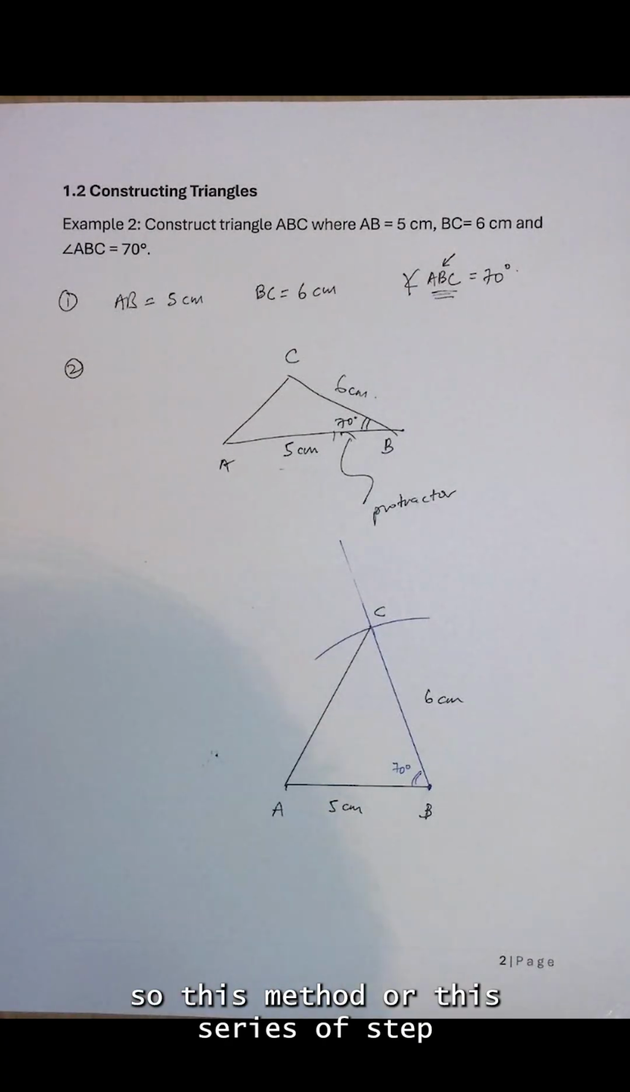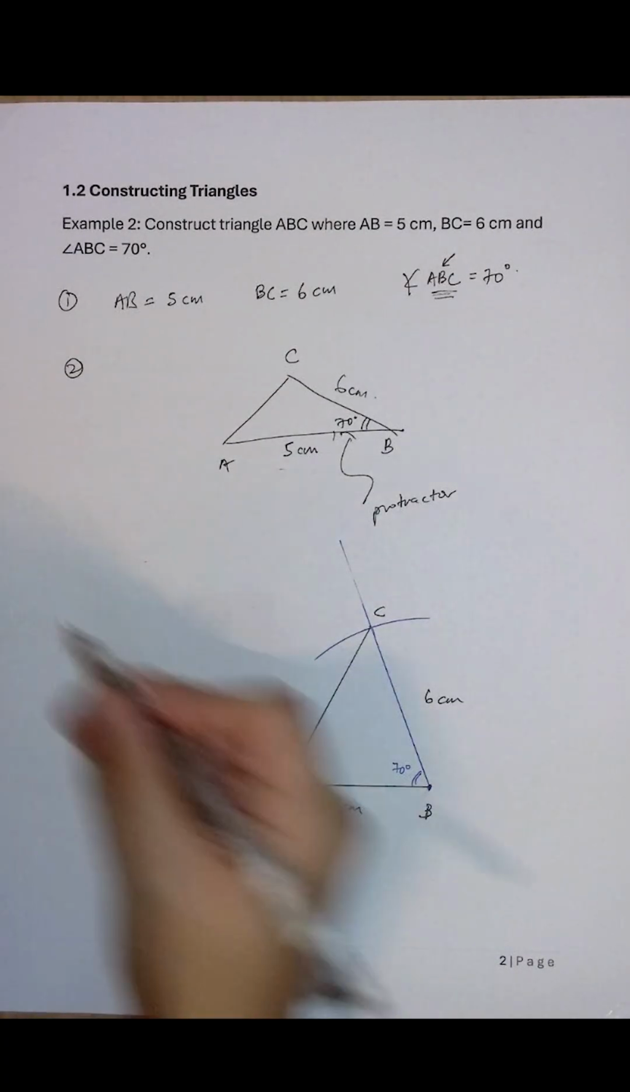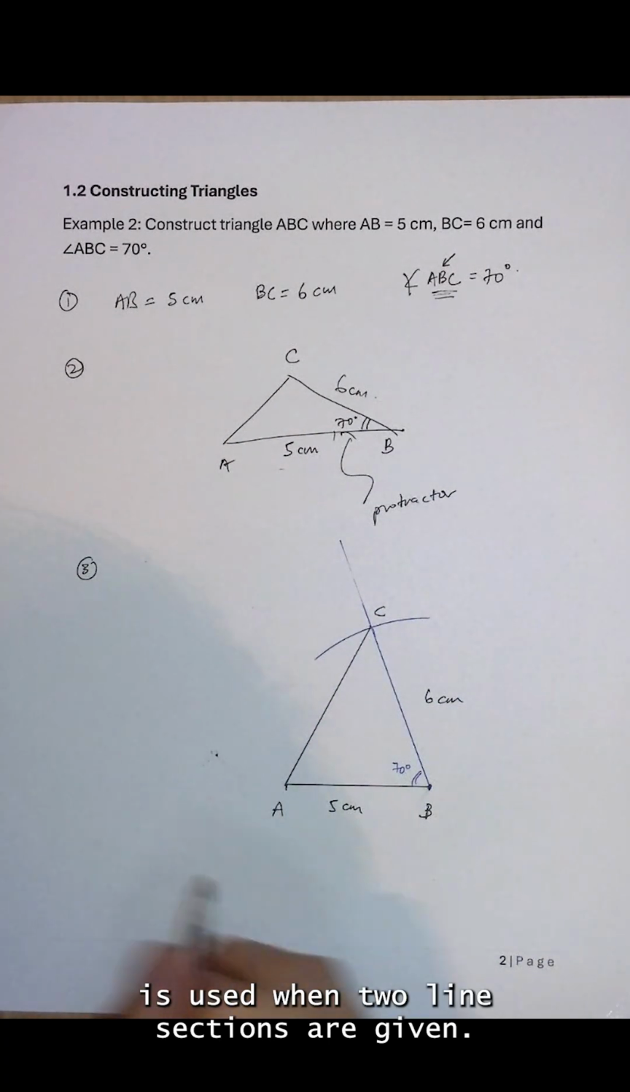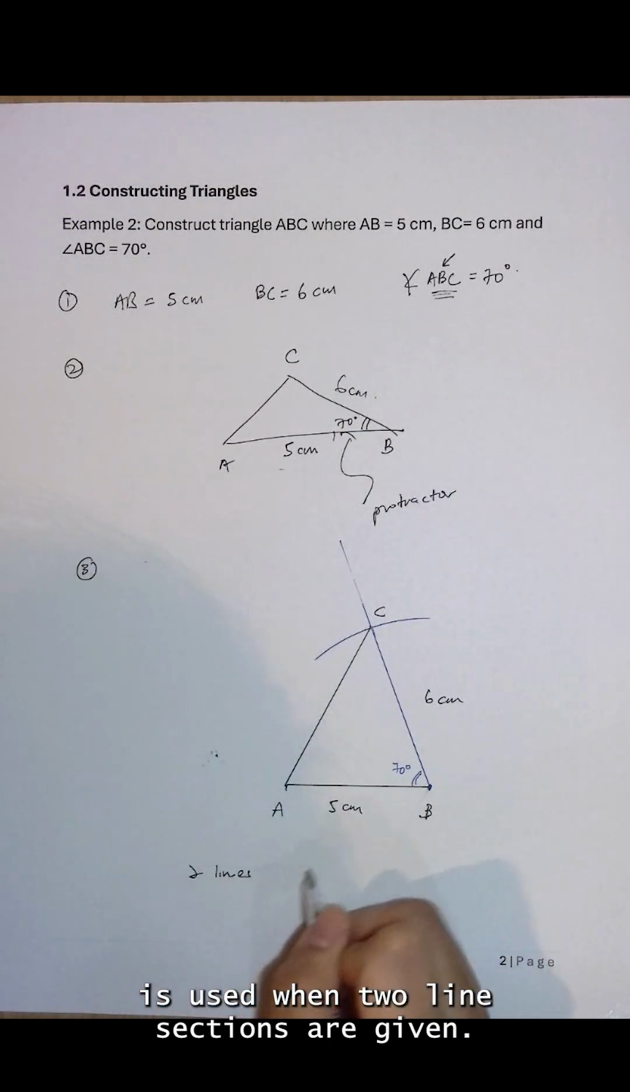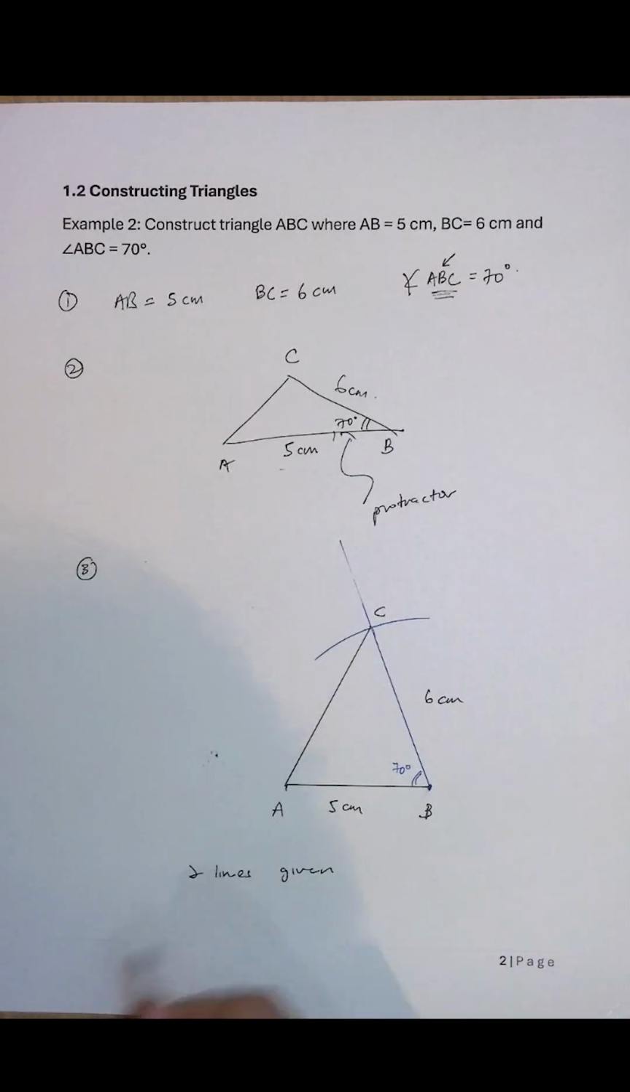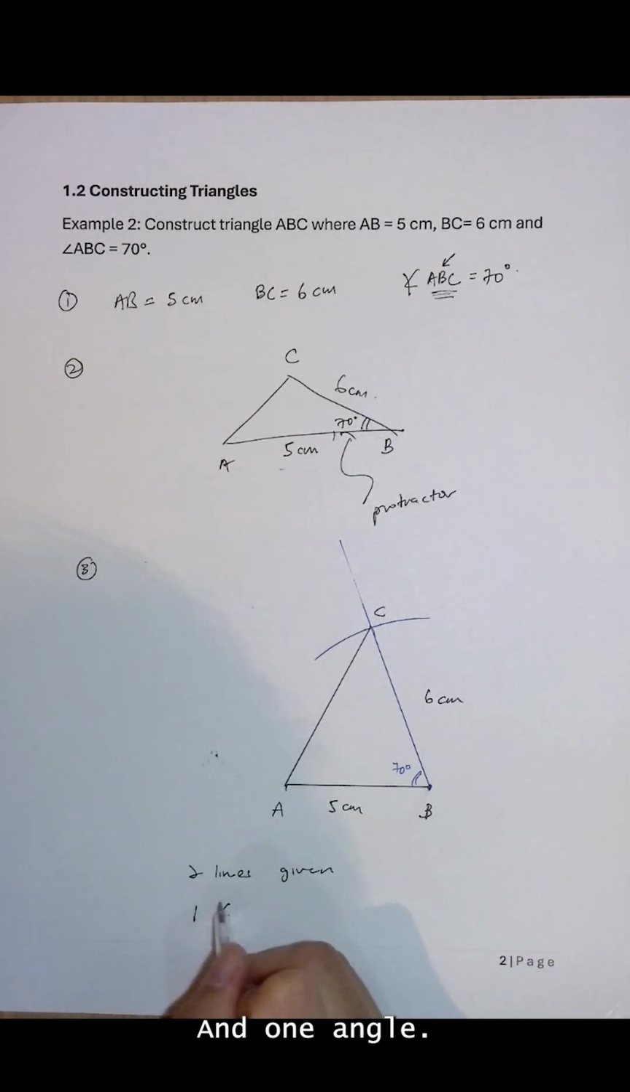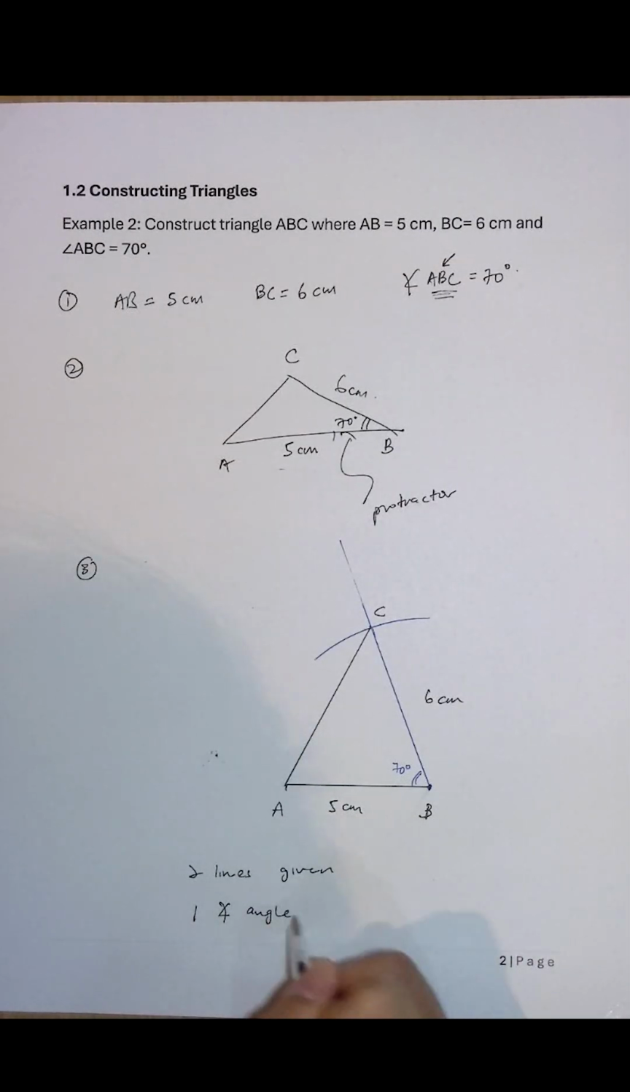So this method, or this series of steps, is used when two line sections are given and one angle is given.